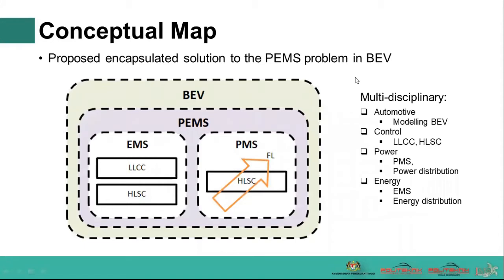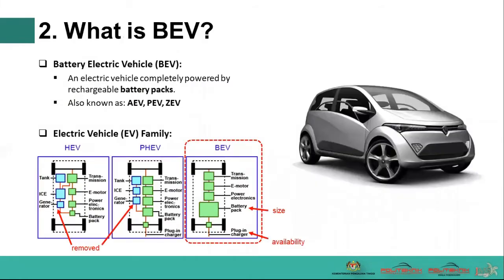This is the conceptual map of the research. It is the proposed encapsulated solution to the EMS problem in BEV. The research is multidisciplinary, which involves automotive, control, power, as well as energy. So what is BEV, or battery electric vehicle? A BEV is an electric vehicle which is completely powered by a rechargeable battery pack, also known as all EV, pure EV, or zero emission vehicle.